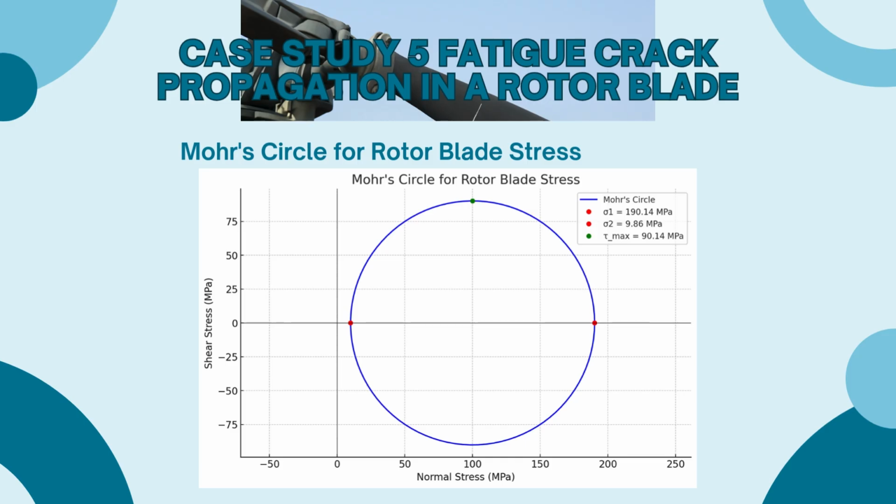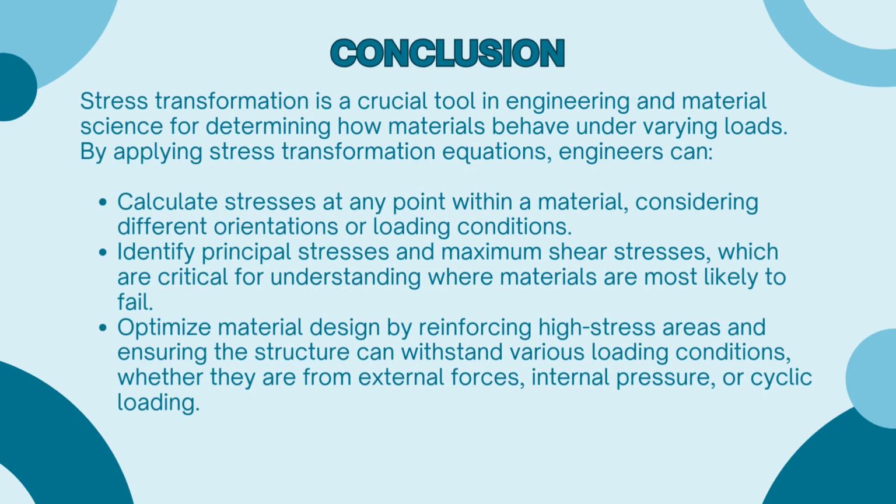Here is Mohr's circle for rotor blade stress. This Mohr's circle graph shows the transformed stresses for the rotor blade. The red points on the circle represent the normal stresses sigma x and sigma y, while the shear stress is represented along the y-axis. From this circle, we can easily identify the principal stresses and the maximum shear stress for the rotor blade. Using Mohr's circle allows engineers to quickly analyze areas of the blade that are prone to fatigue failure, optimizing the blade's design for safety and durability.